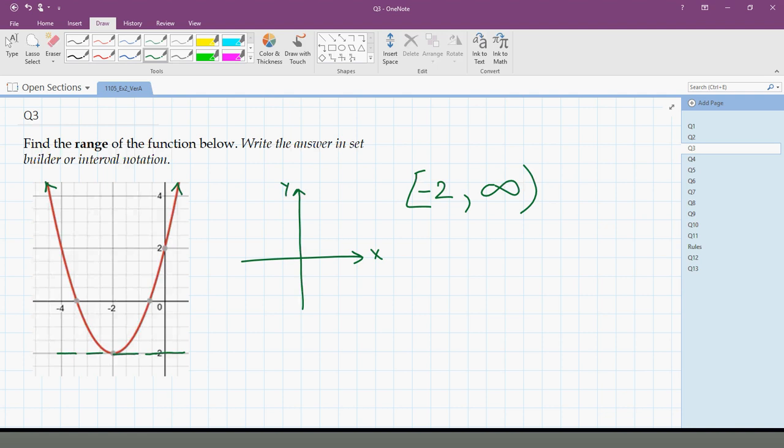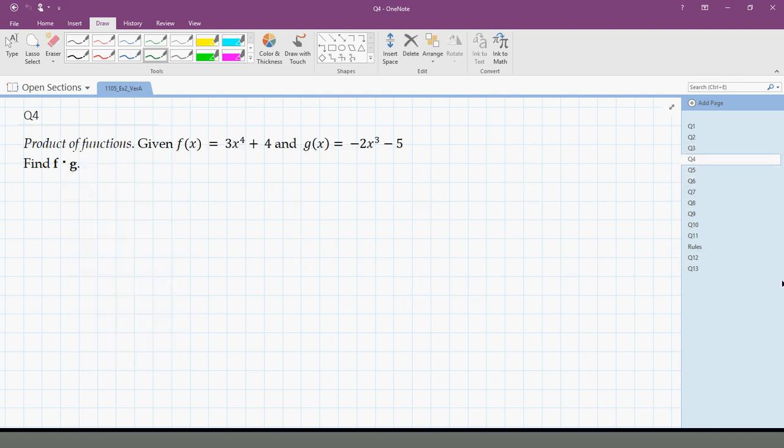If they ask you for the range in set builder notation, always remember it's a range, and we're looking at the y-axis. So you're going to start with y such that y has to be greater than or equal to negative 2. You close the curly bracket. Be careful, because normally we get confused and we tend to write x in there. Good.